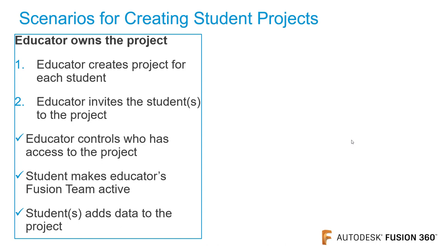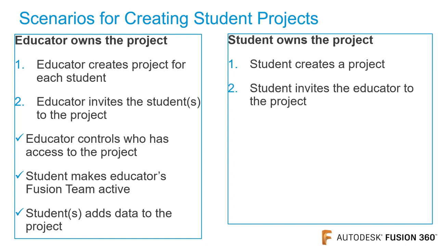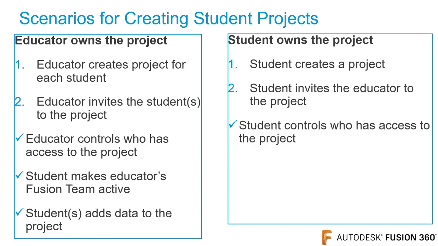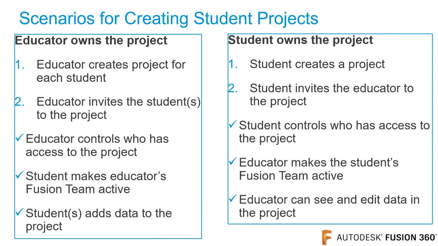and then the student will add data to that project. For scenario 2, the student owns the project. In this case, the student will create a project, then invite the educator into that project. How this works is that the student has complete control on who has access to the project. Then the educator would make the student's Fusion team active. Then the educator can see and edit data in that specific project.